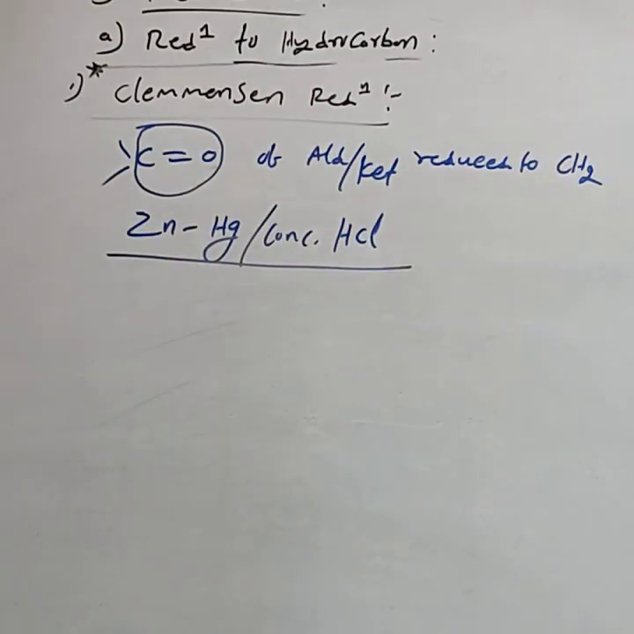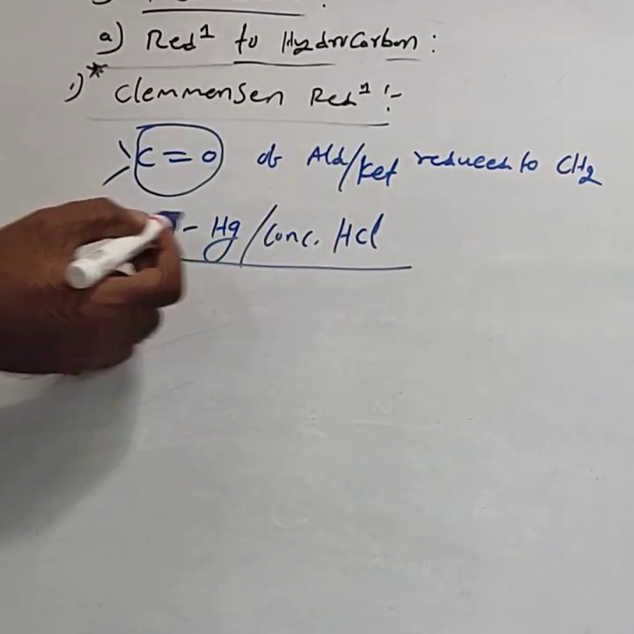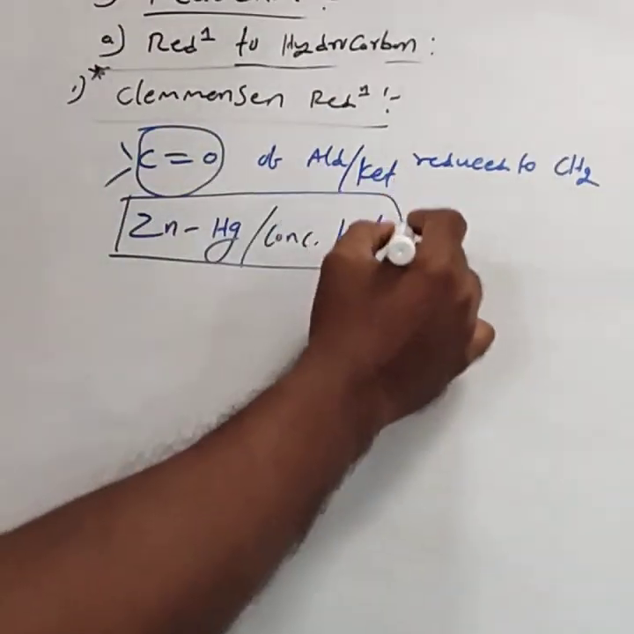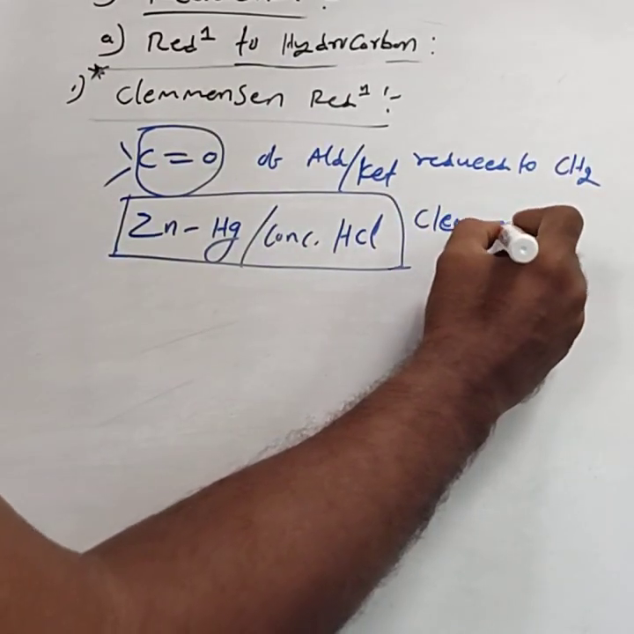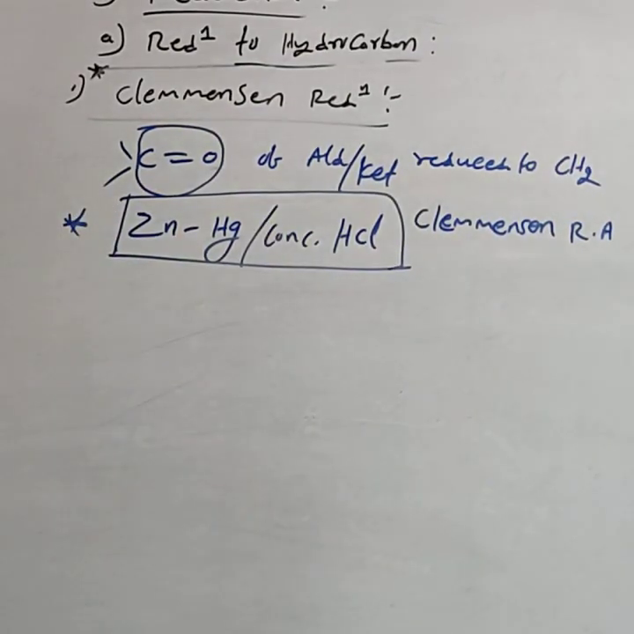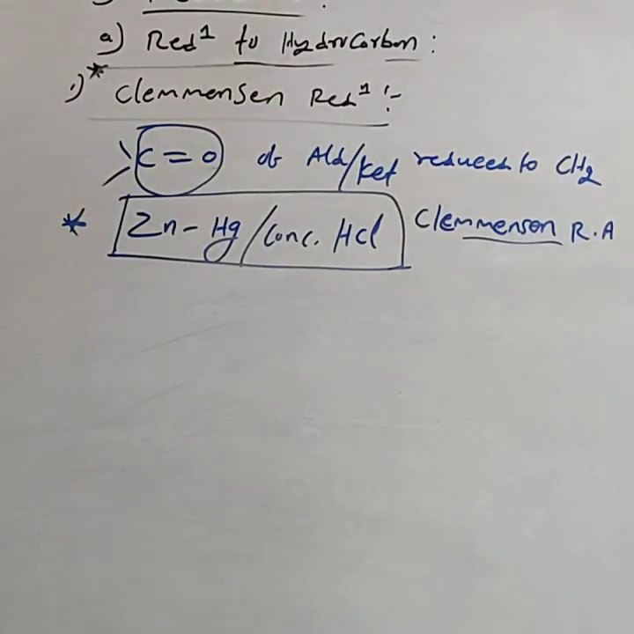HCl. Zinc amalgam in concentrated hydrochloric acid. Zinc amalgam means zinc with mercury. Zinc amalgam in concentrated HCl is called the Clemmensen reducing agent. For 1 mark, very important: name the Clemmensen reducing agent. The Clemmensen reducing agent is zinc amalgam in concentrated HCl. This reaction is called Clemmensen reduction.